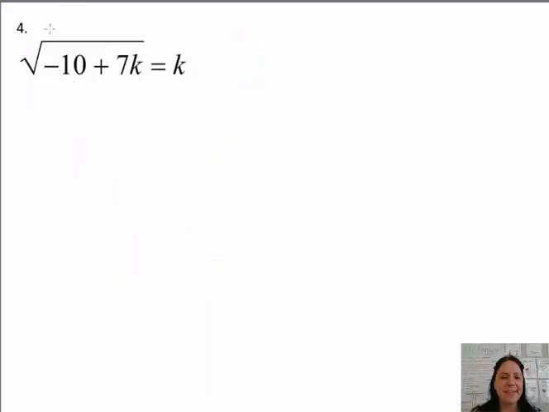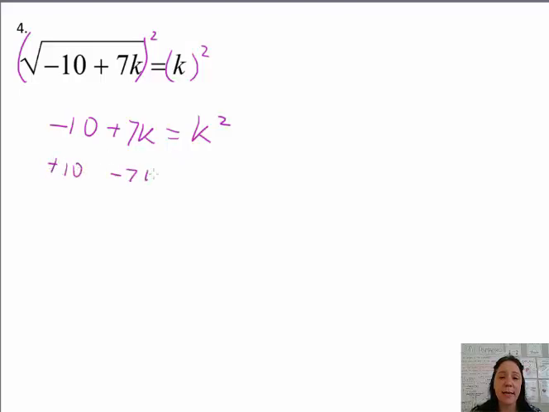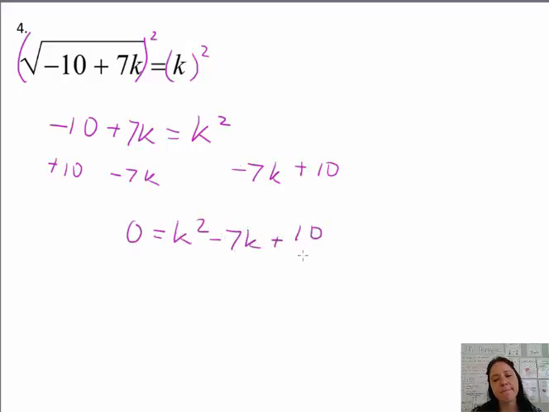Last one. This one's all ready to square on both sides. We don't have anything extra with our square root. So that gives us -10 plus 7k equals, well, k squared. That means we're probably going to be looking at a quadratic, so I want to set this up to factor. I'm going to add 10 and subtract 7k from both sides, and I'm going to put this into order. So I have 0 equals k squared minus 7k plus 10.